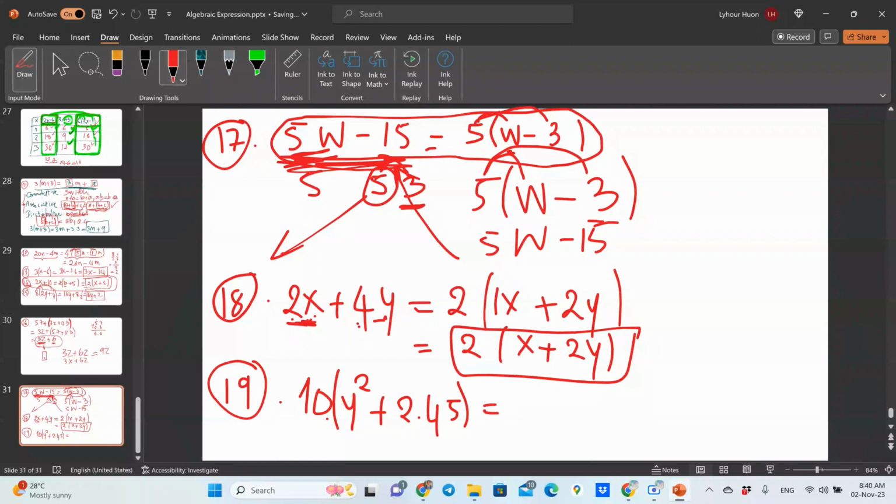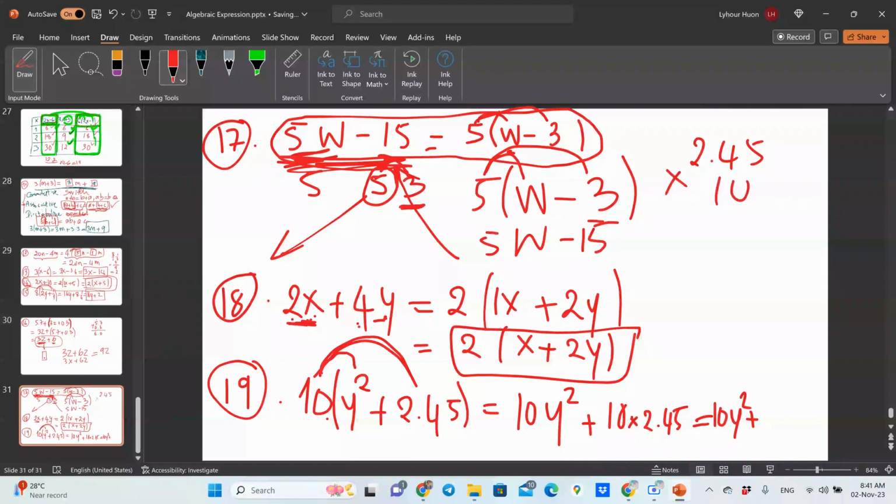So then we distribute 10 inside each term, meaning 10 times y squared equals 10y squared, don't forget the square, plus 10 times 2.45. So this is equal to 10y squared plus 10 times 2.45. Yes, good.